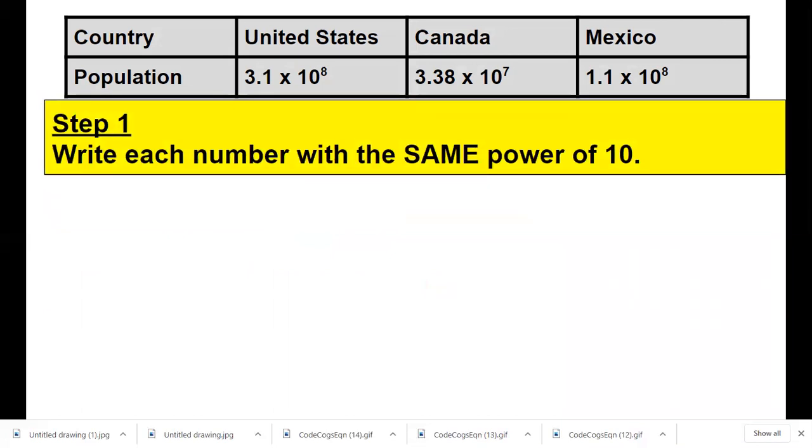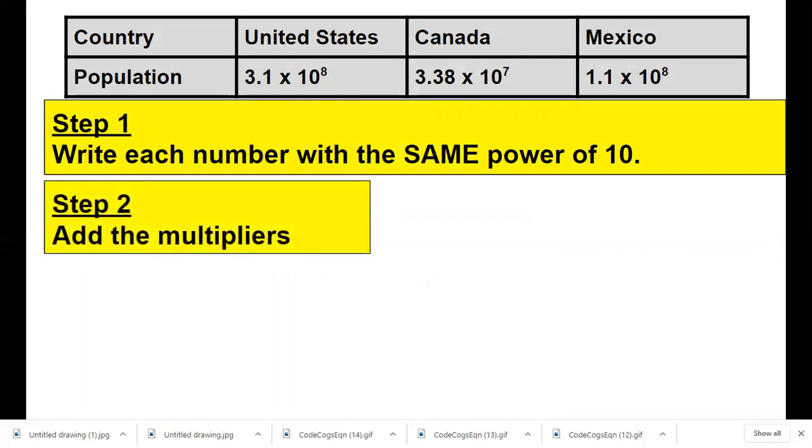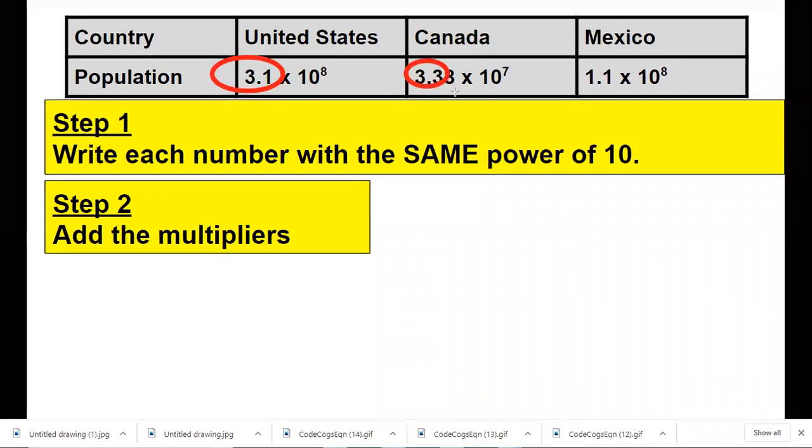We just converted Canada. Step 2 then is to add the multipliers. What are the multipliers? Well, the multipliers are the numbers in front of the power of 10. They're just called multipliers because we're multiplying them times the power of 10, right? So those are our multipliers. So now since we want to add all 3 countries, we're going to add 3.1 and 0.338 and 1.1.